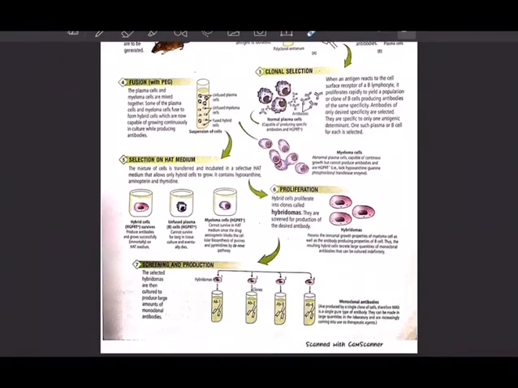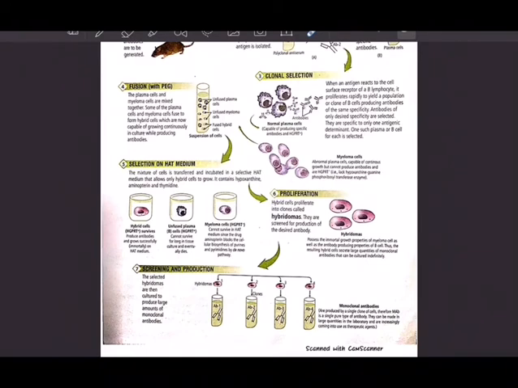And now selection in HAT medium. The mixture of cells, in HAT medium, step number 5 I am talking about. The mixture of cells is transferred and incubated in a selective HAT medium that allows only hybrid cells to grow. You can see here hybrid cells are growing. Unfused plasma cells can't survive, they are dead. Myeloma cells cannot survive, dead, whereas hybrid cells are surviving.